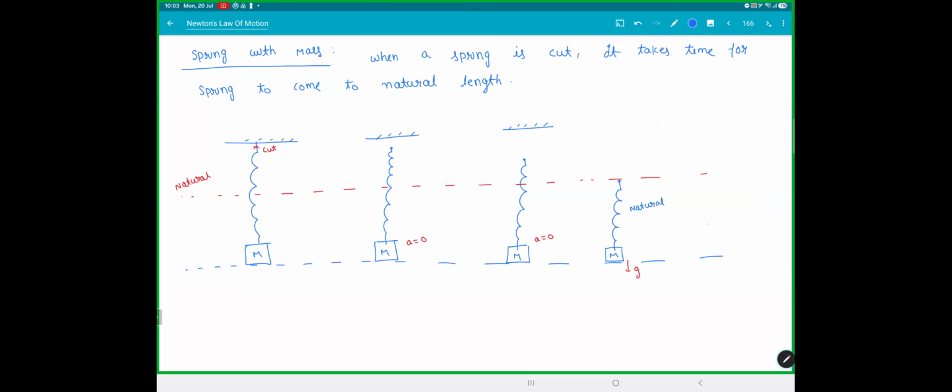So there is a delay there. The block does not move till the spring comes to natural length, because as long as there's elongation on the spring, it applies kx force. So basically the force transmits, it takes time.